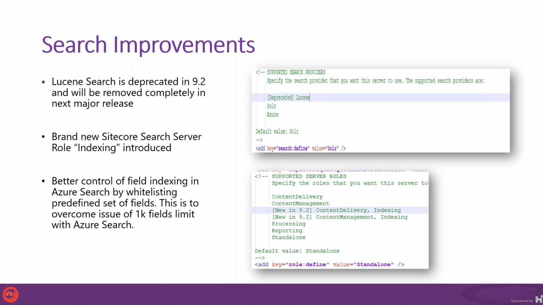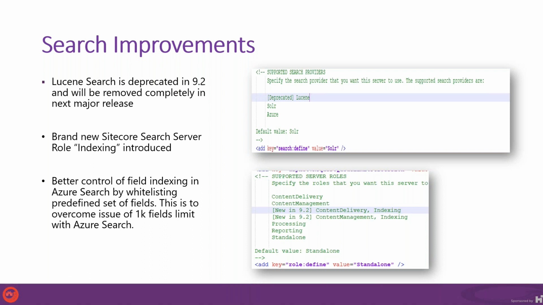The next one is better control of field indexing in Azure Search. Developers who have worked with Azure Search would have come across the 1,000 field limit issue. Sitecore had provided a solution for it, but not a complete fix. If you look in the search configurations, there is a config like include all fields set as true in the default configuration, the search default configuration. But in 9.2, this include all fields will be set as false.